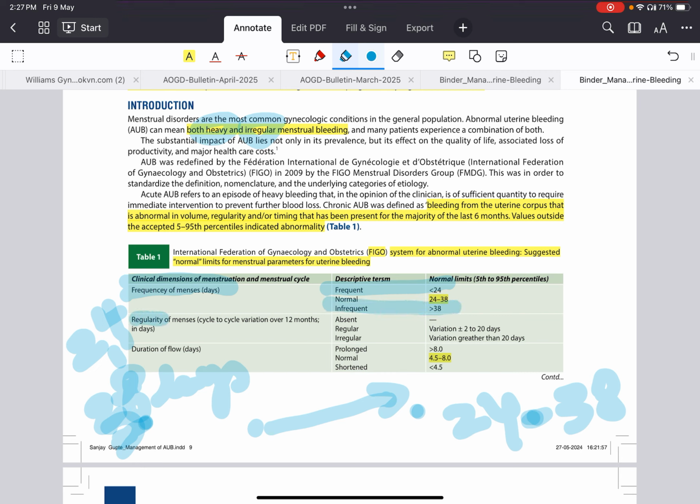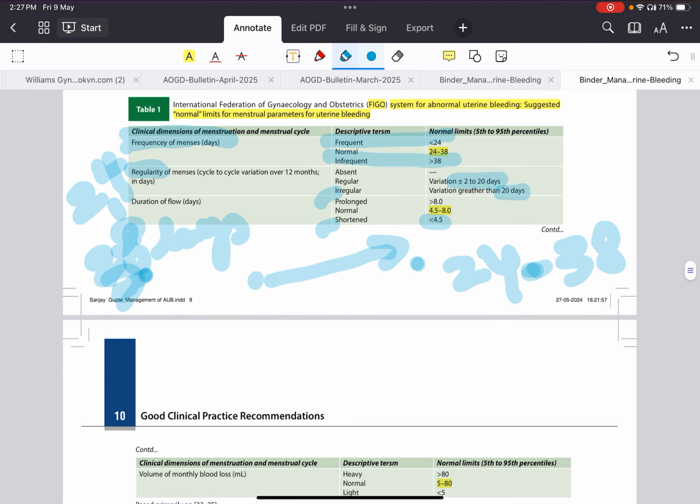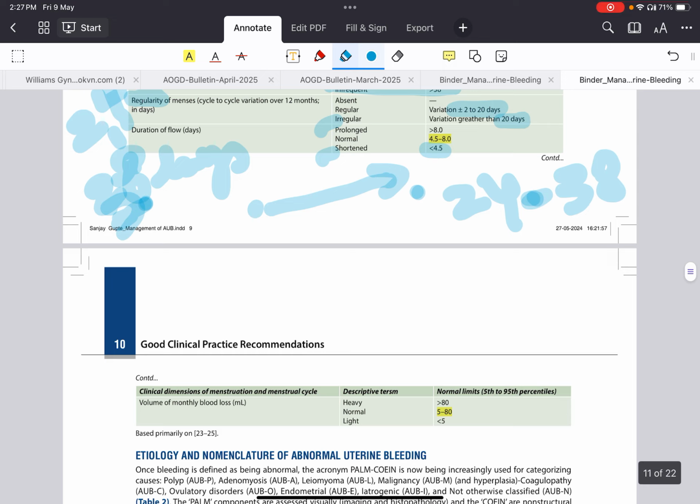Okay, next is regularity. If variations are 2 to 20 days, then it is regular. Variations greater than 20 days, then it is irregular. Coming to duration of flow, if it is flowing for 4.5 to 8 days, it is normal. If it is more than 8, it's prolonged. If it is less than 4.5, it is shortened. Volume, 5 to 80 ml is normal. If it is more than 80 ml, it is heavy, and less than 5, it is light.